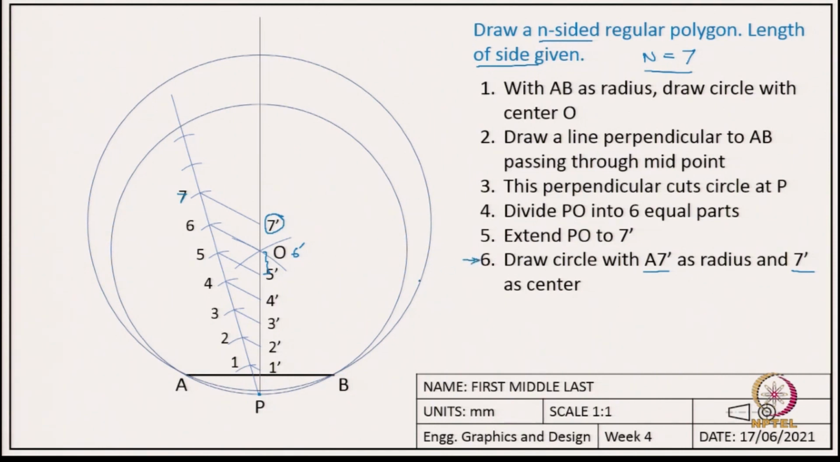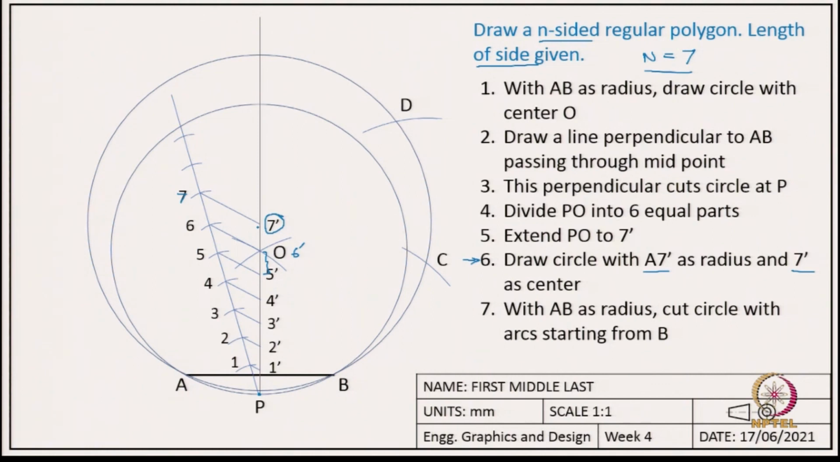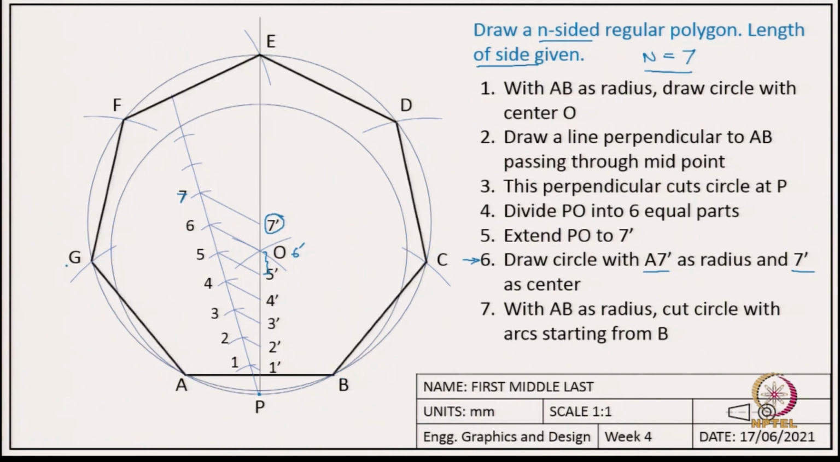Okay. So, once we have done this circle, the last step is, taking the radius as AB, we need to make arcs to cut this bigger circle, the circle we made with center 7 prime. So, here are those arcs starting from B. First you make an arc and that cuts at C, then points D, E, F, G. If you notice, these are 7 points on the circle, A, B, C, D, E, F, G, and if you join them, we get the heptagon.